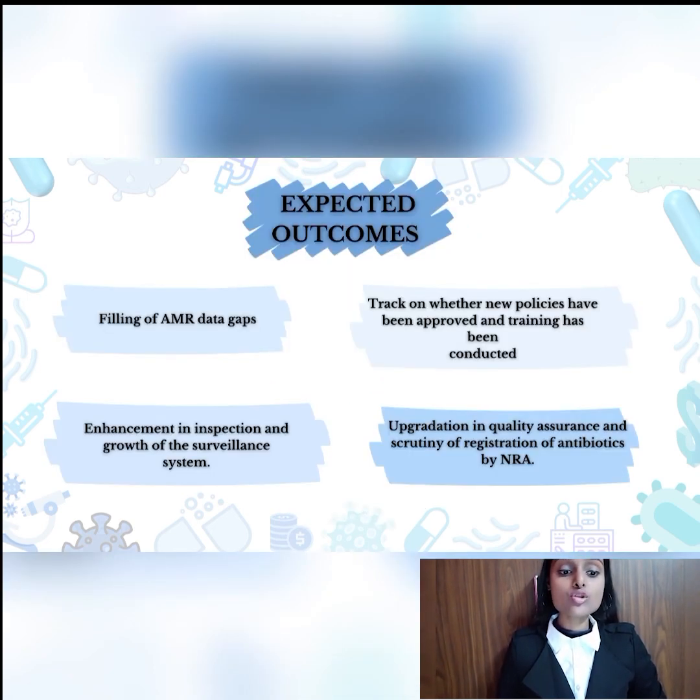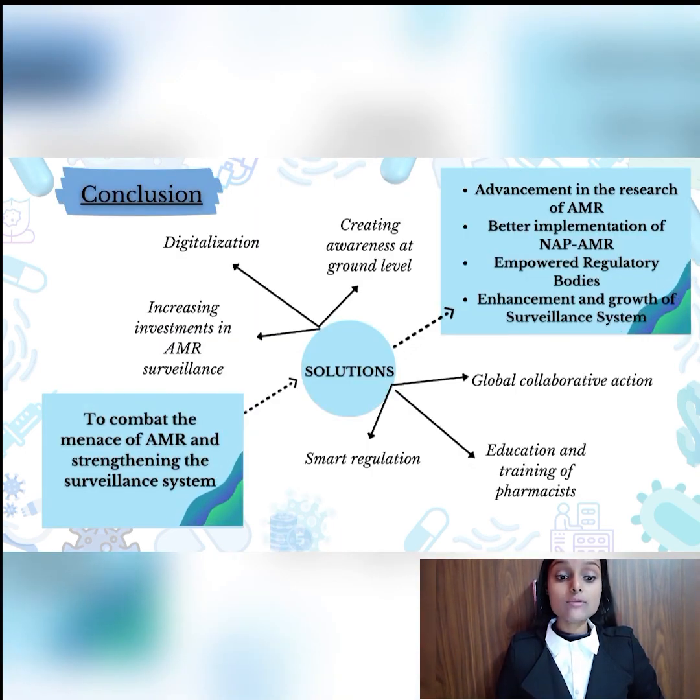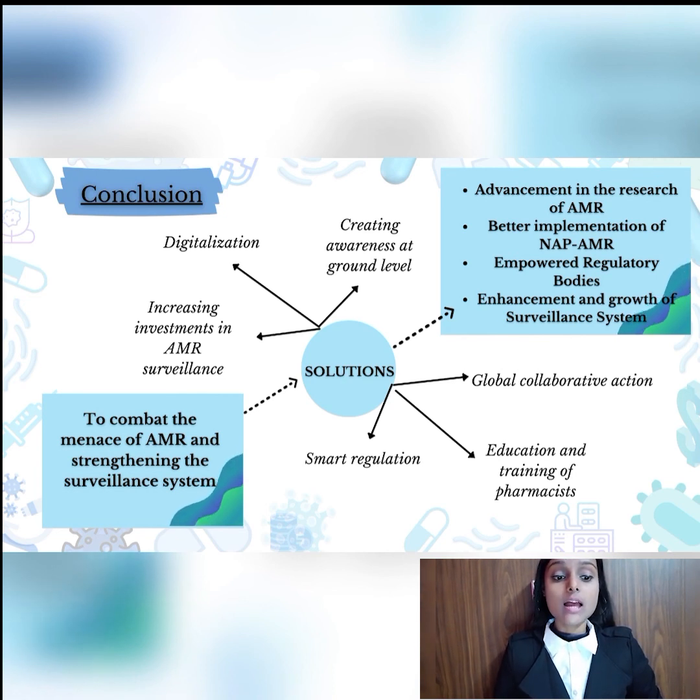The outcomes which are supposed to come about are filling of AMR data gaps, tracking whether new policies have been approved and training has been conducted, enhancement in inspection and growth of the surveillance system, upgradation in quality assurance, and scrutiny of registration of antibiotics by NRA. Eventually, we would like to conclude by mentioning that to combat the impending danger of antimicrobial resistance, effective regulation is essential to successfully tackle AMR while ensuring access to appropriate and affordable antimicrobial treatment when needed. The ideas and strategies inculcated in our proposal will lead to an empowered regulatory body which is significant in the mitigation of this AMR crisis.